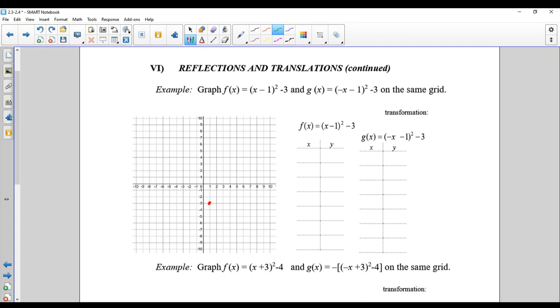From that point, let's use the step pattern. We've talked about step pattern before, which we even reviewed at the beginning of the year. Step pattern is 1, 3, 5. You have the vertex, 1, negative 3, right there. You can go across 1, up 1, across 1, up 3, across 1, up 5. We're going to do that right now. So we'll put the table in afterwards.